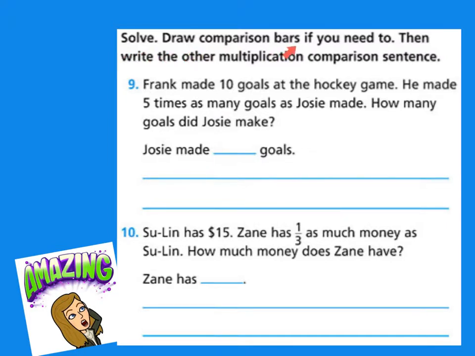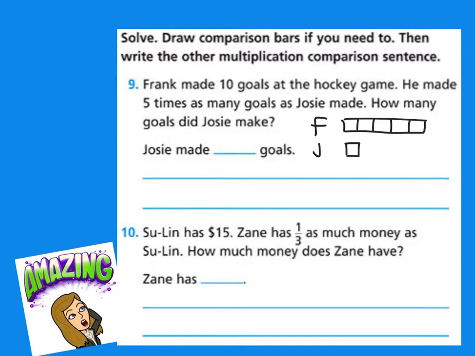So now we'll take a look at some more example problems. We'll draw comparison bars also to help you, and then we'll write another multiplication comparison sentence. So Frank made 10 goals at the hockey game. Frank made 5 times as many goals as Josie made. How many goals did Josie make? Okay, so that's saying Frank made 10 goals, and that was 5 times as much. So that means you split that into 5 parts. Josie only made 1/5 as much.